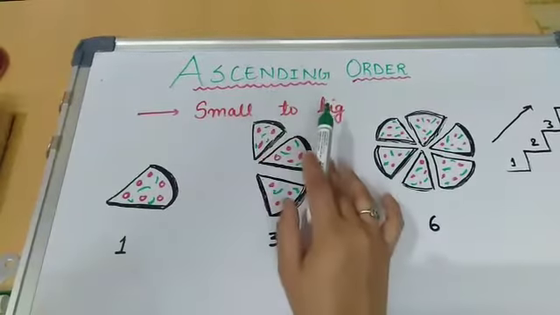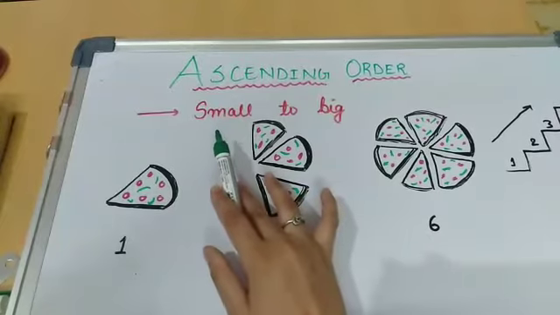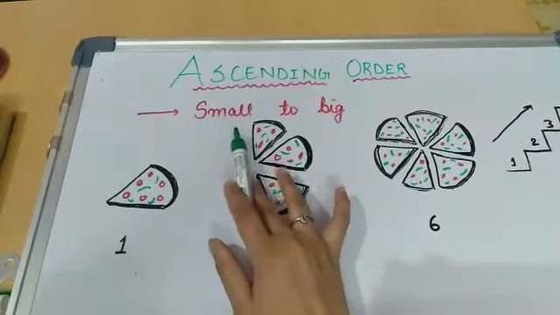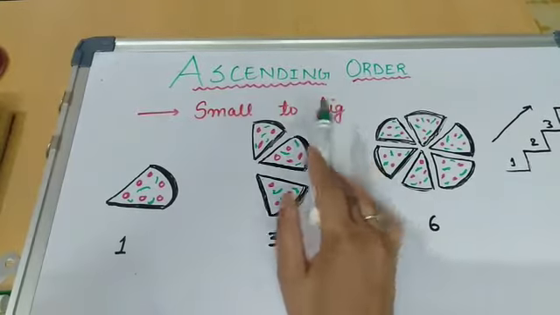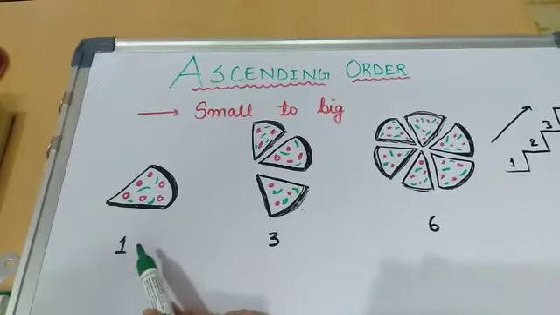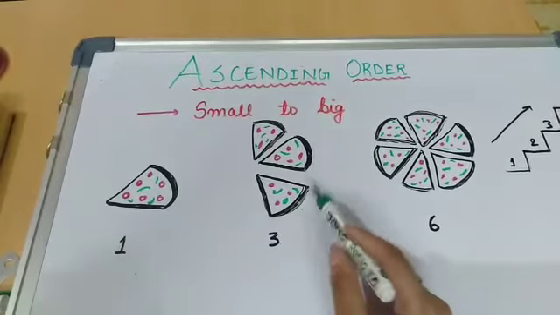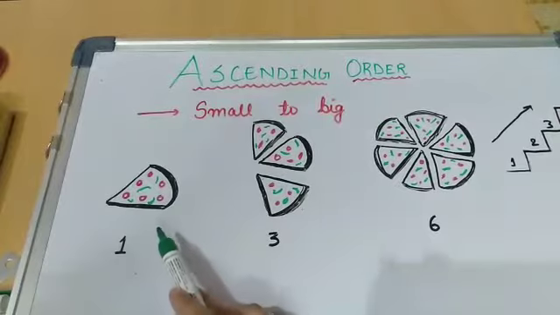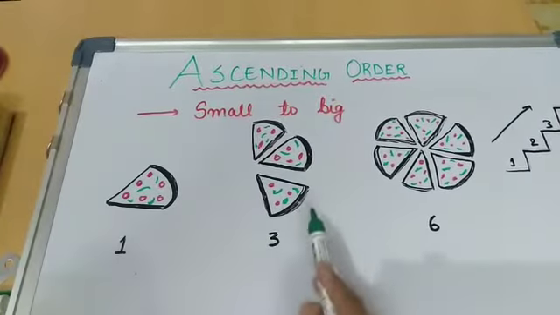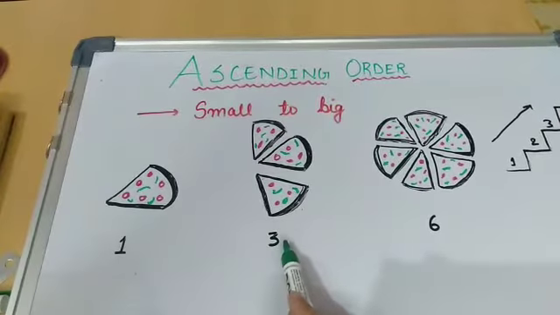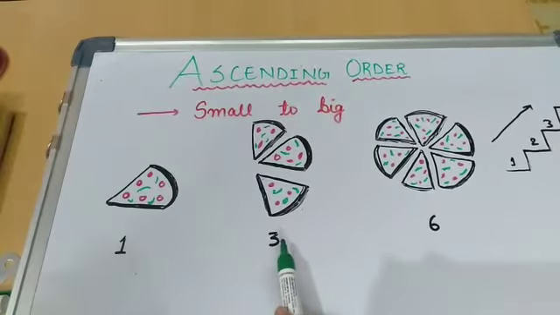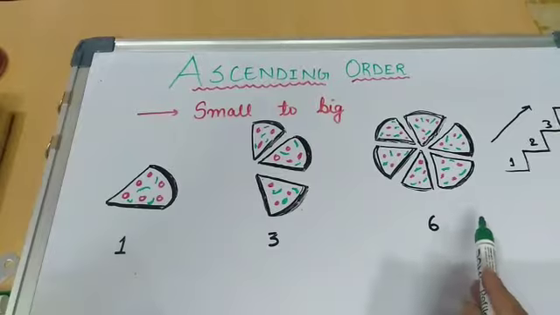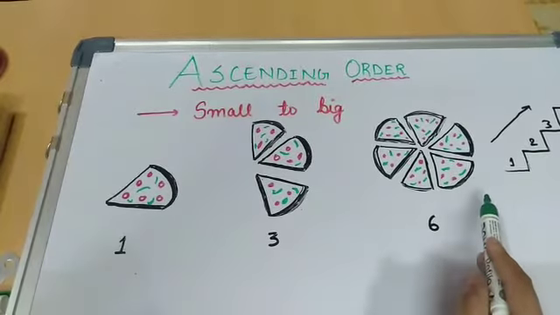So for ascending order, we will move from small number of slices to bigger number of slices, okay? Here the number of slices is 1, so 1 will come first, and here 3 is greater than 1, so 3 will come after 1. Now 6 is greater than 3, so after 3, 6 will come over here, okay?